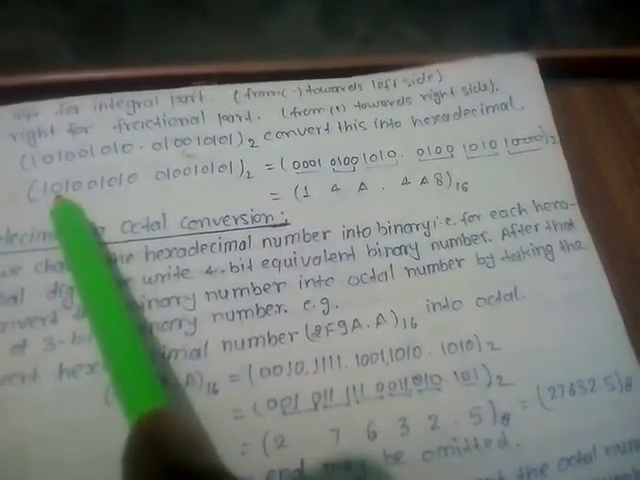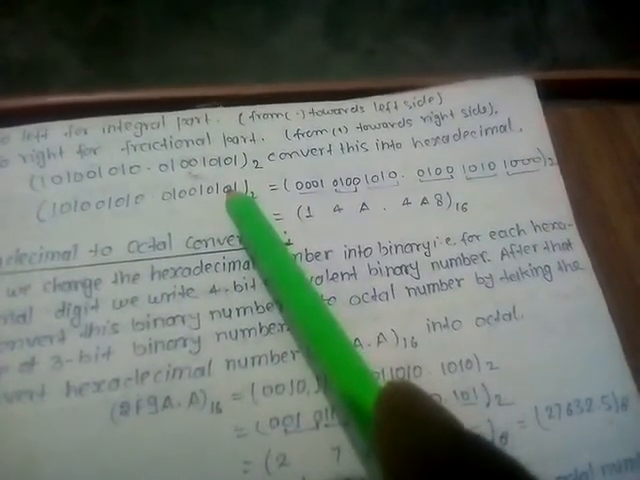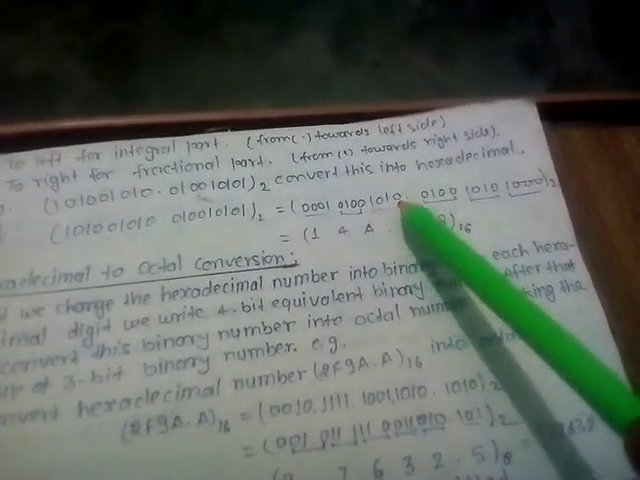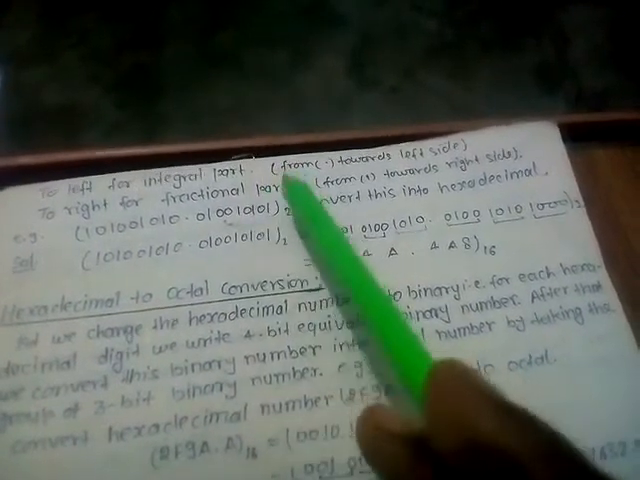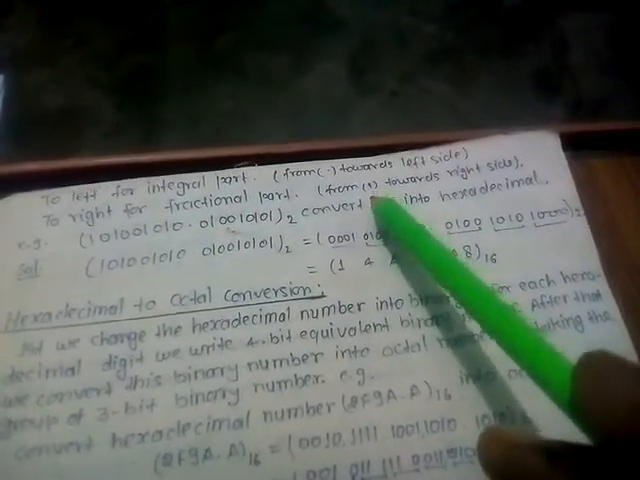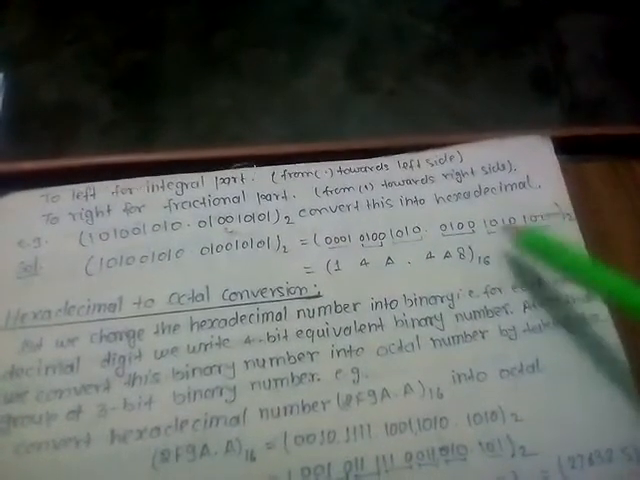Start from the left side for the integral part. Start from the right side, towards the right, for the fractional part. Listen carefully: to the left for the integral part means from the decimal point towards the left side, and to the right for the fractional part means from the decimal point towards the right side. Take this point, from this side for the integral part, from this side for the fractional part.